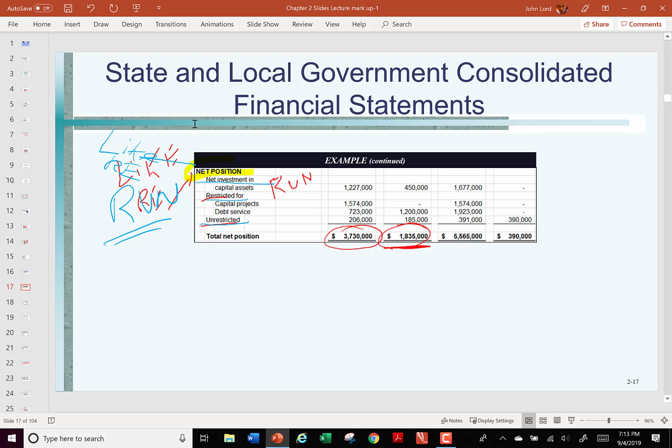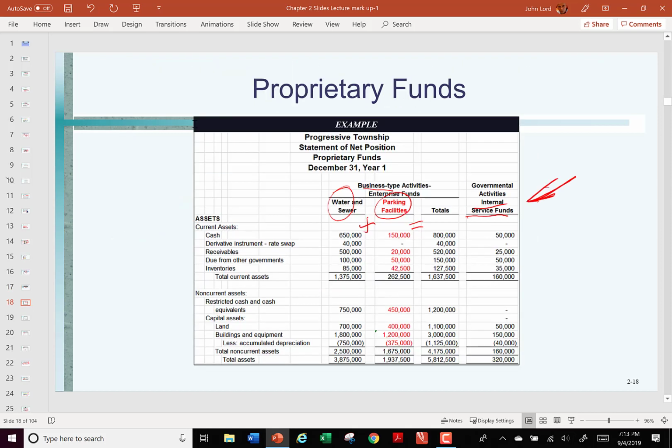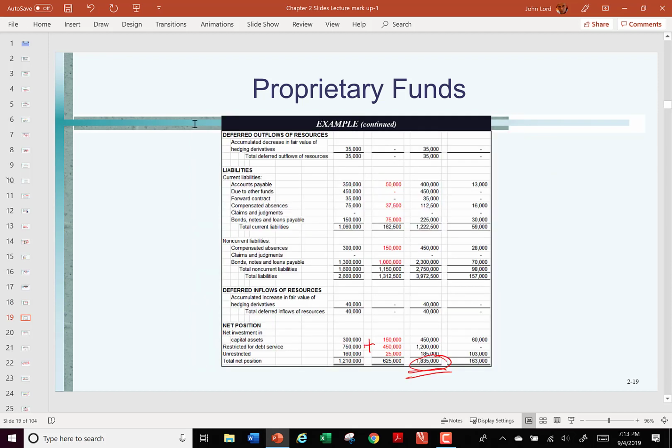Okay. Now remember, last time I showed you the net position for our business type activities, 1,835,000. Remember I showed you that? And then we zoomed down to our fund level, our fund financial statements, and we went to our proprietary fund statements, and we saw that we had what? Two enterprise funds. We had parking, water, and sewer. We add those together, that gives us these totals, and the total is going to be what? 1,835,000. Okay.